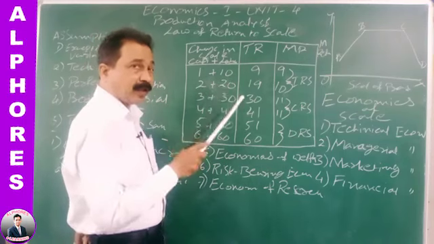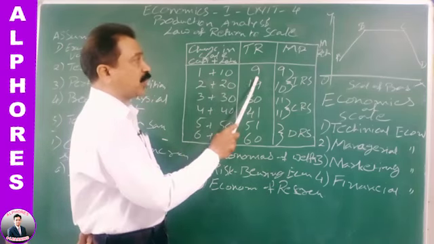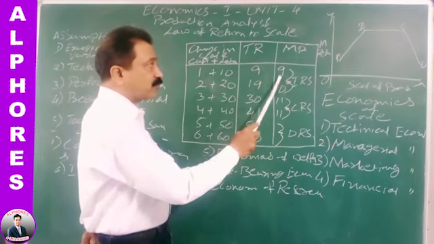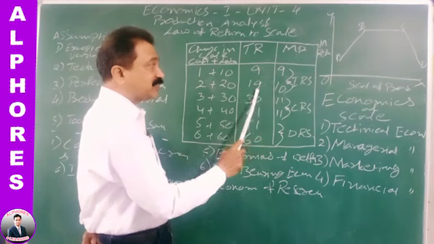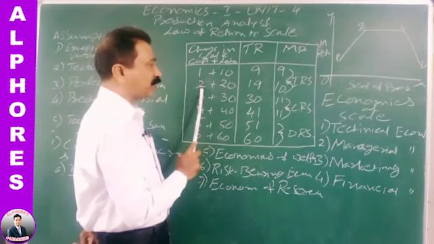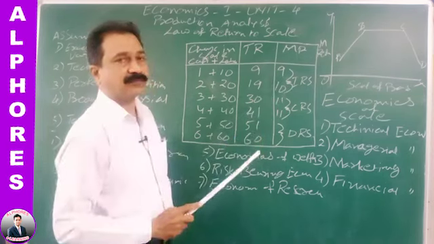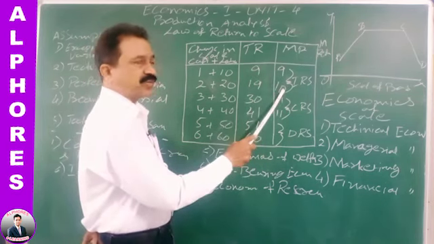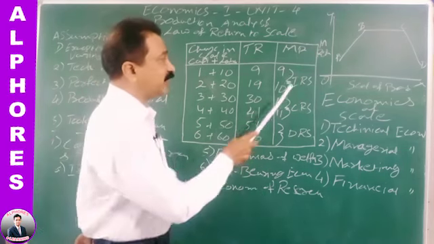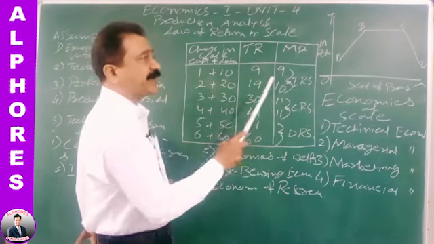Additionally, we employed 1 lakh of rupees and 10 labor. For that additional input, how much output came? 19. So see here, first marginal returns are 9. Second, when we additionally added 1 lakh of capital and 10 labor, we get 10 units of marginal returns. 19 minus 9 is 10. So here you can see increasing returns to scale. The returns have increased, 9 to 10. Marginal returns are increasing.